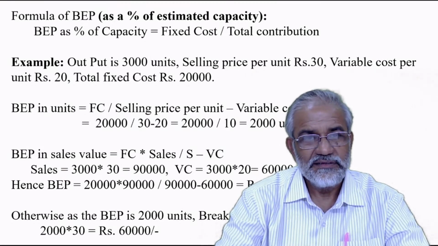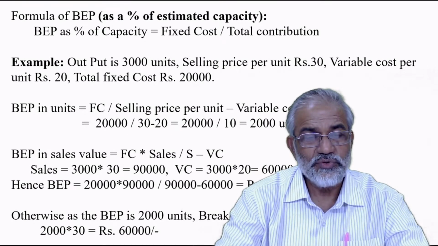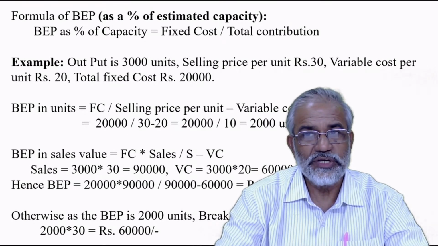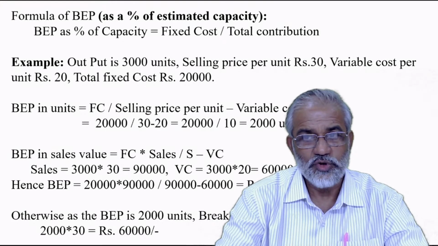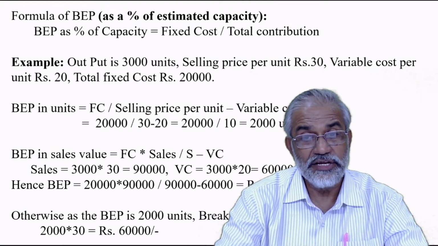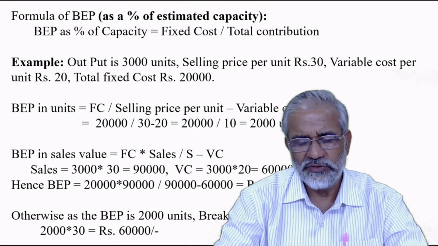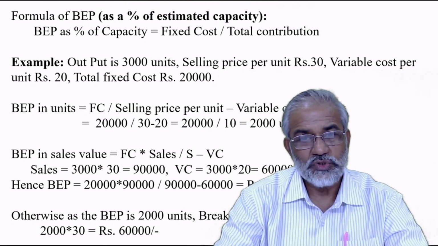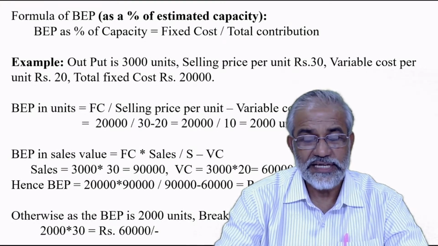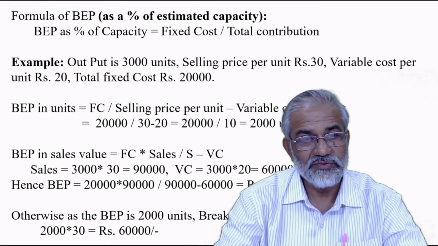Revenue, when 2,000 units are produced, with the selling price per unit of 30 rupees, would be 30 into 2,000. The total cost would be the variable cost, 20 into 2,000, and the fixed cost of 20,000. When that is added, it would be exactly similar to that of the 60,000.